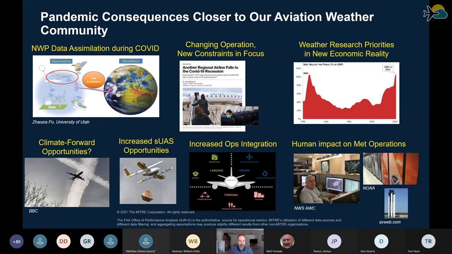We've spent a lot of time as a community and as a conference already talking about the increased small UAS opportunities, not only in the meteorological sense, but also as an operation itself. I believe it was United who has purchased 300 eVTOL vehicles from Archer, as they're already rethinking their operation to become a little more multimodal. We talked last time about the increased ops integration.